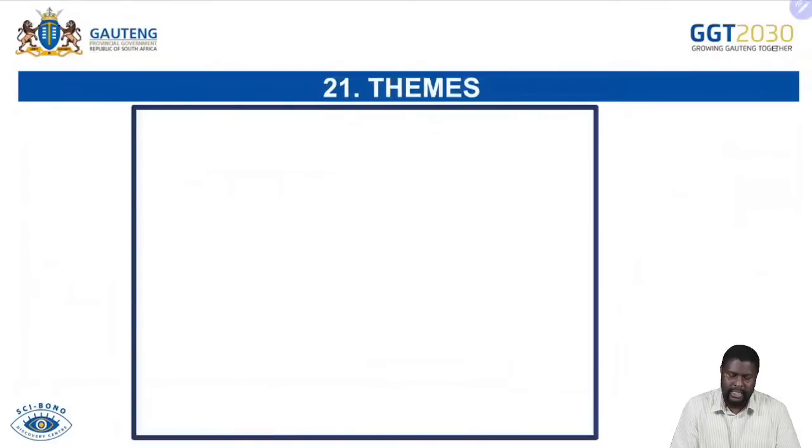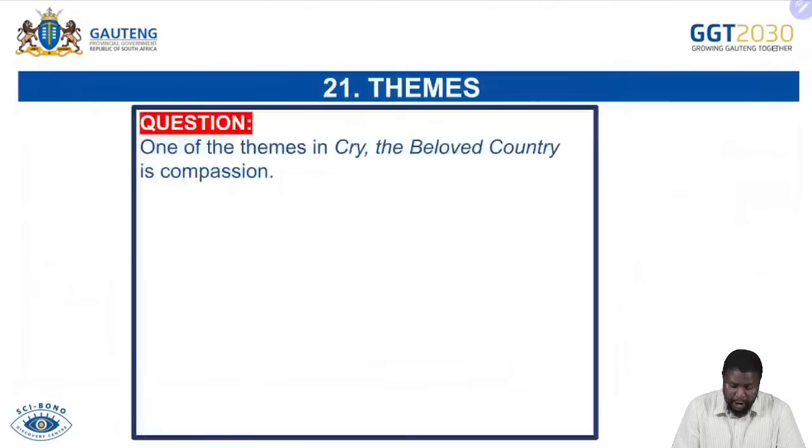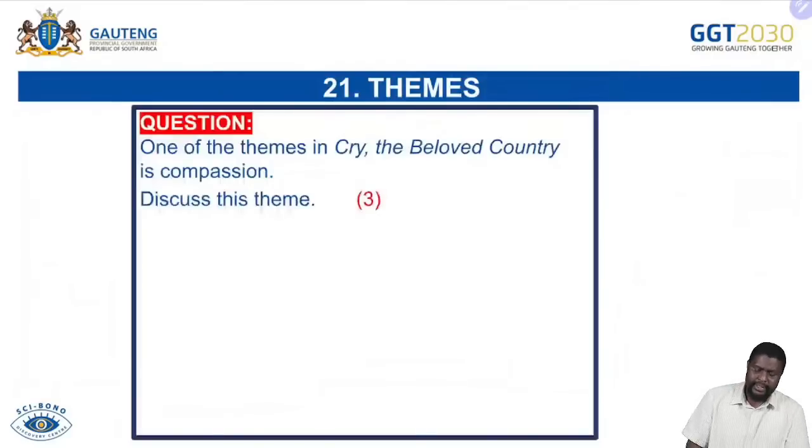If you answered the previous one, you will be able to see that some of the answers that you gave in the previous question can be used in the current one. Here, compassion. We have spoken about compassion already. Discuss this theme. I will give you 1 minute to write examples. To answer this question: one of the themes in Cry, the Beloved Country is compassion. Discuss this theme. 1 minute.